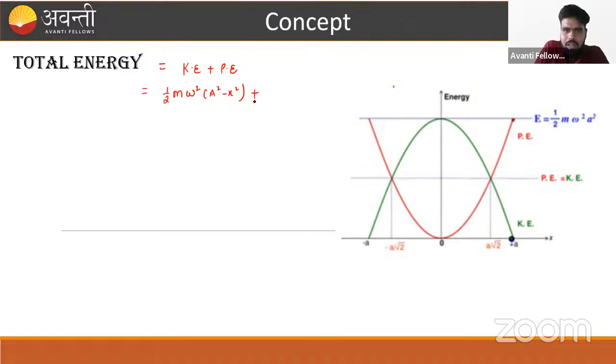What about the potential energy? We also derived an expression for potential energy, and that is again very easy, just half kx square. I hope this is clear to everyone. Please see here, there is an important term that I want to discuss: half m omega square (a square minus x square). What about k here? What about k here?